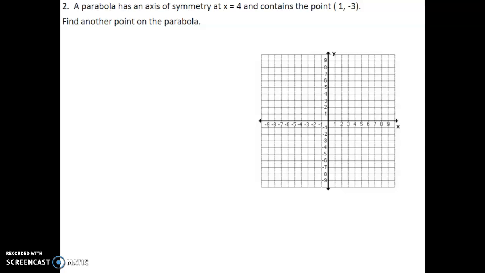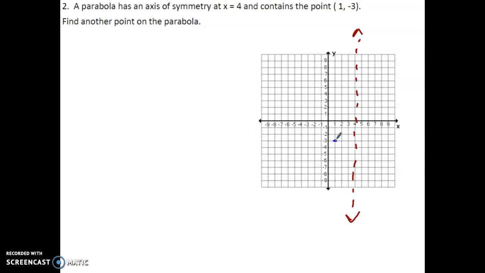Okay, in this problem, I have an axis of symmetry at x equals 4. Okay, so what am I going to draw based on what you did last time? What am I going to draw for the axis of symmetry? I'm going to draw a dotted line on x equals 4. All right, you can see my dotted line right there. And I also know that it contains the point 1, -3. So let me put a dot there. 1, -3, right there. Okay, and the directions of this particular problem tell us to find another point on the parabola.